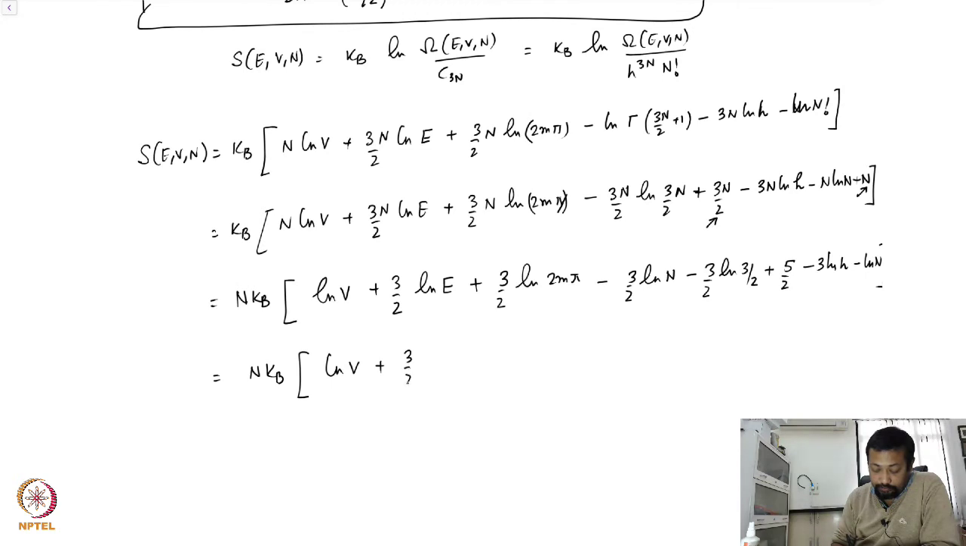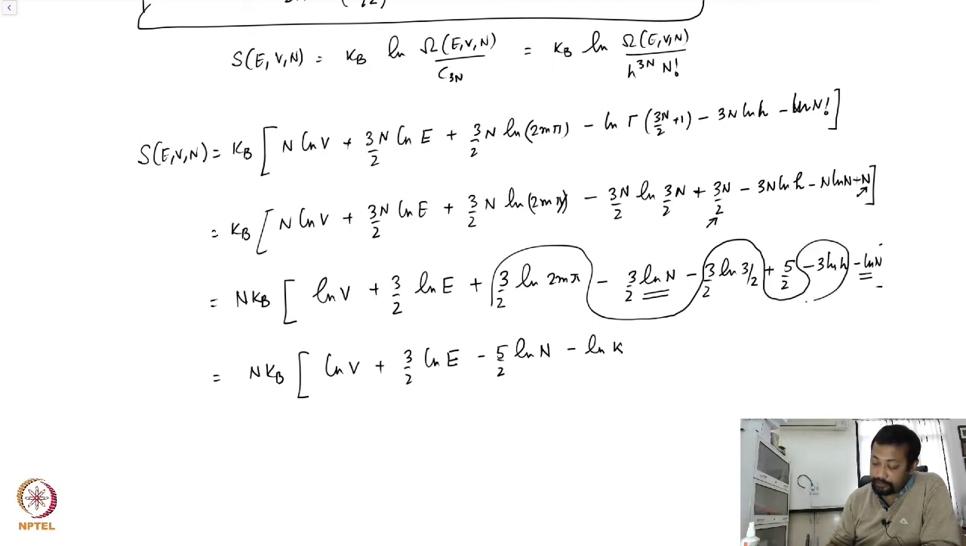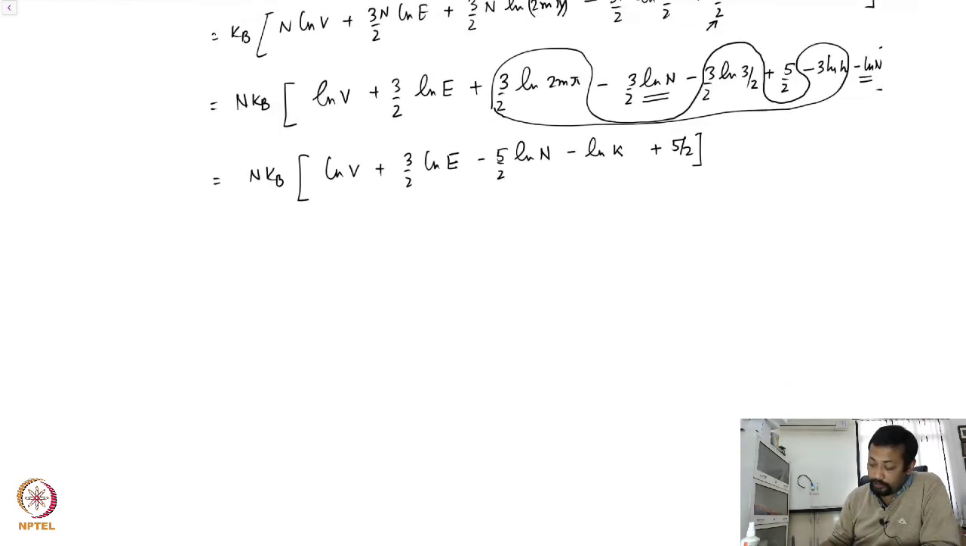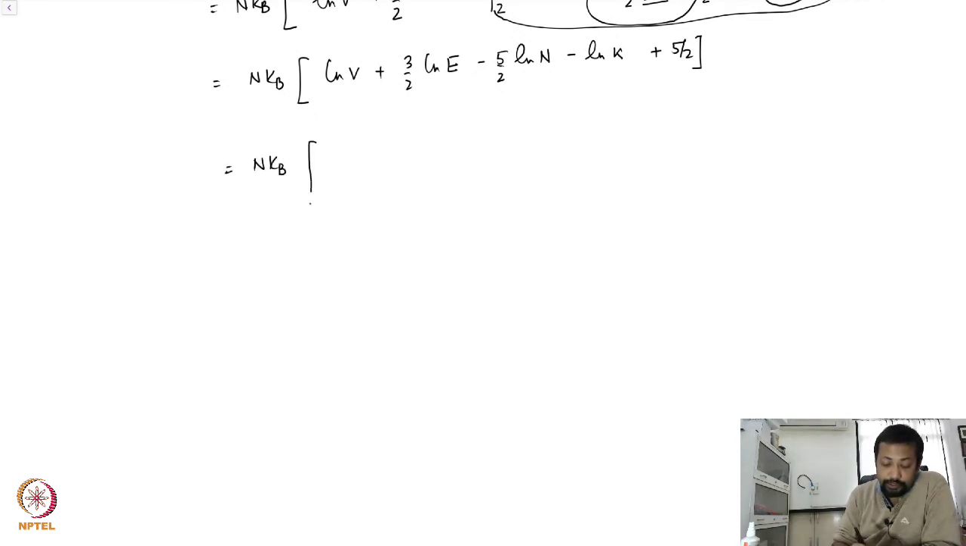Let's bring together the terms which I am interested in. 3/2 minus n gives me minus 5/2 ln n, plus, so we will just write down minus ln of kappa, where kappa is a constant which you evaluate by plugging in these terms together, plus 5/2. And you see that this expression takes the form ln V e to the power 3/2 n to the power 5/2 kappa plus 5/2.